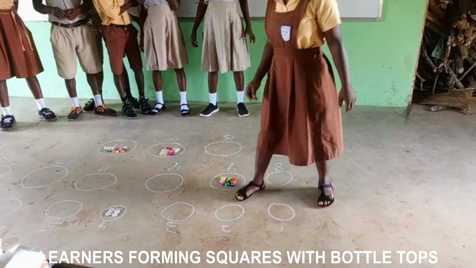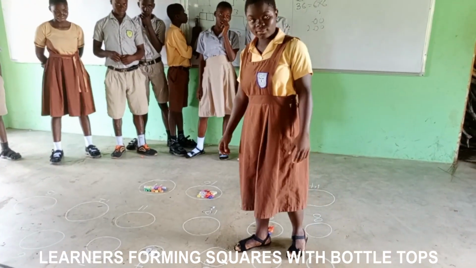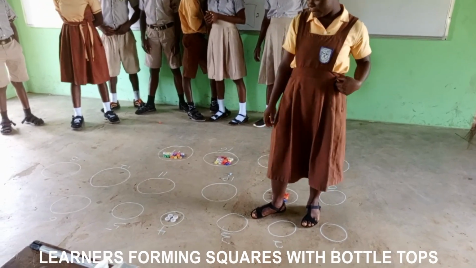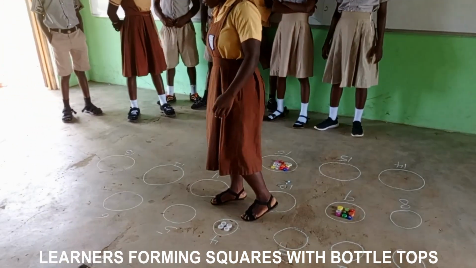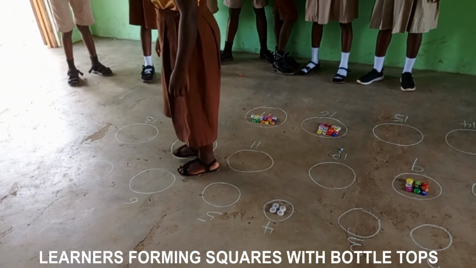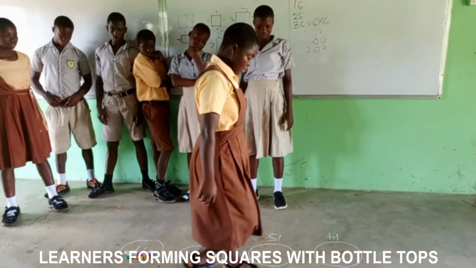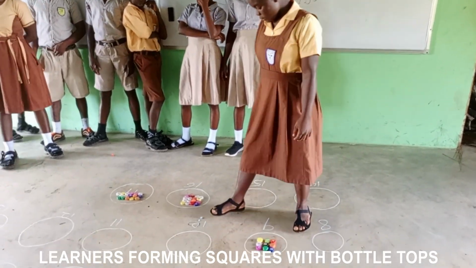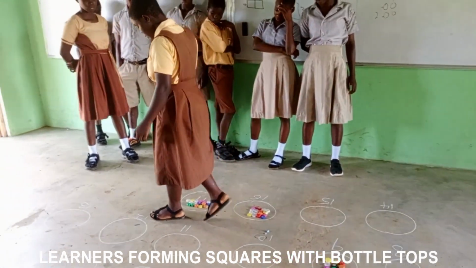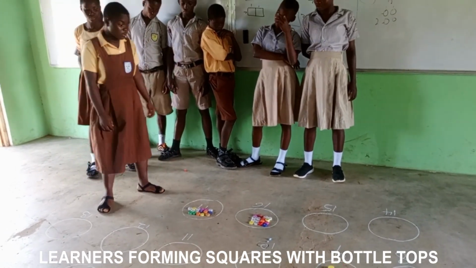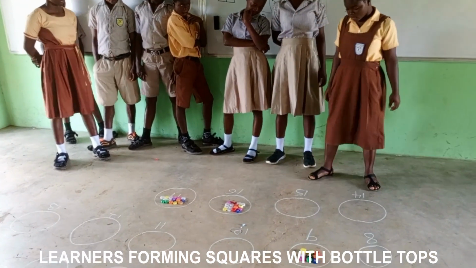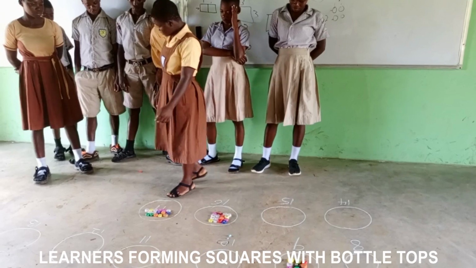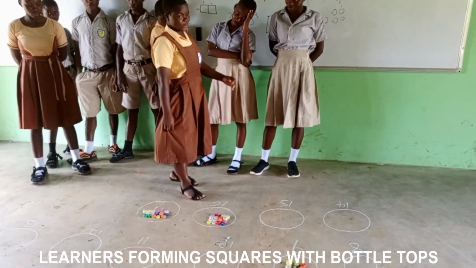2 also cannot form a square. 3 cannot form a square. 4 can form a square, so it's a square number. 5 cannot form a square. 6 also cannot form a square. 7 cannot form a square. 8 cannot form a square. 9 can form a square, so it's a square number. 10, 11, 12, 13, 14, 15 cannot form a square. 16 can form a square, so it's a square number. 17 cannot form a square.